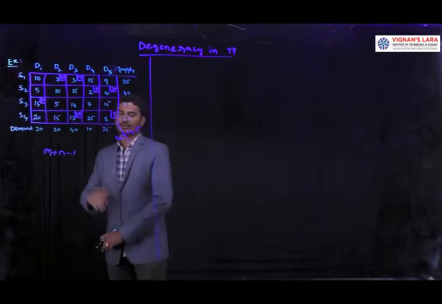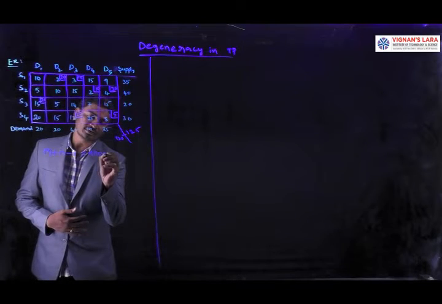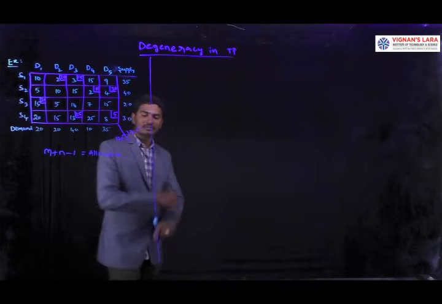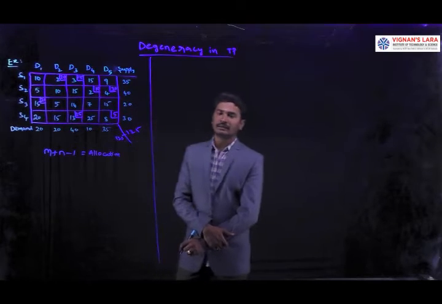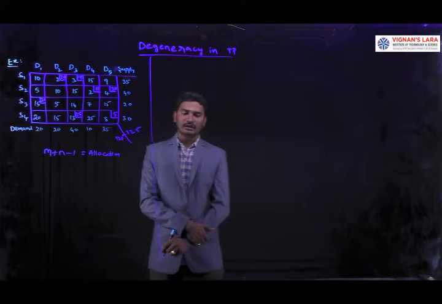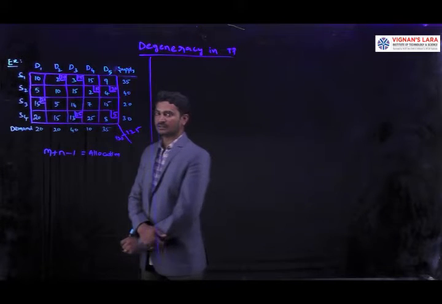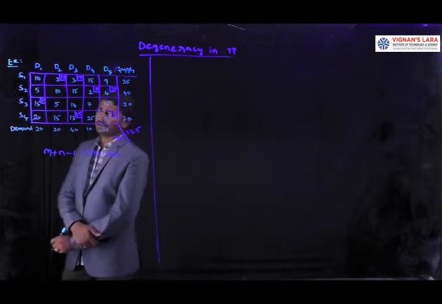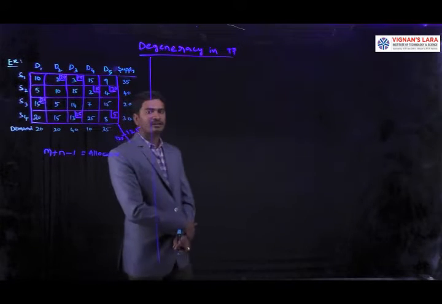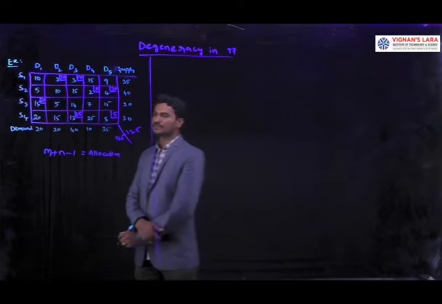Minus 1, we have to check whether it is equal to the number of allocations. Otherwise, if it is not equal to the allocations, the given problem is in degeneracy. If it is equal to the allocations, the given problem is in non-degeneracy. Here we are taking one example to solve this degeneracy in a transportation problem.